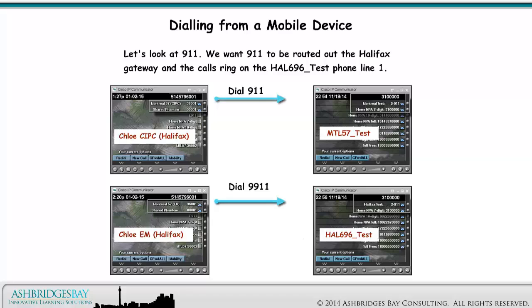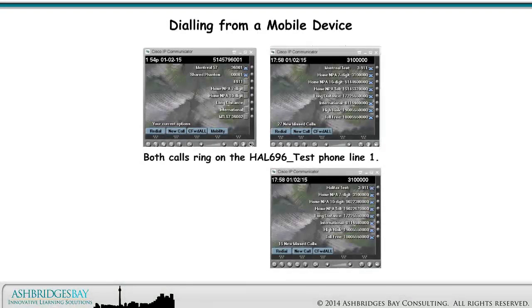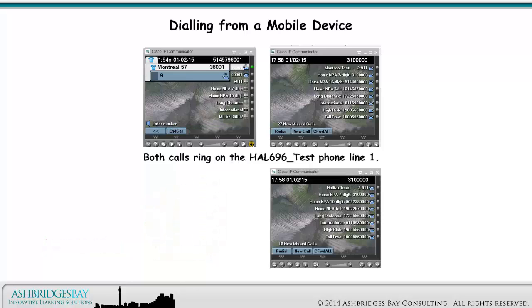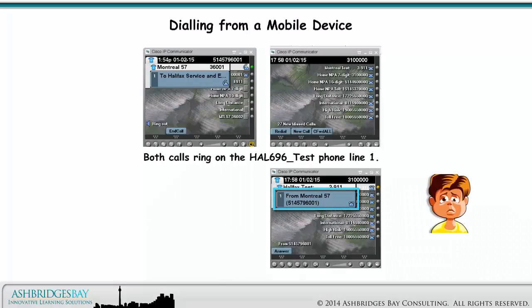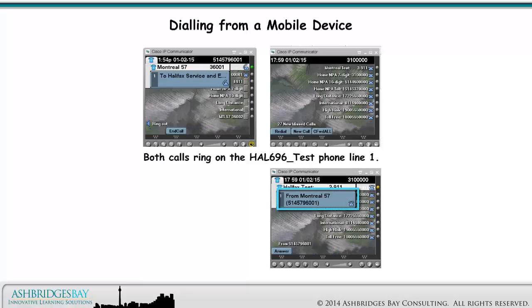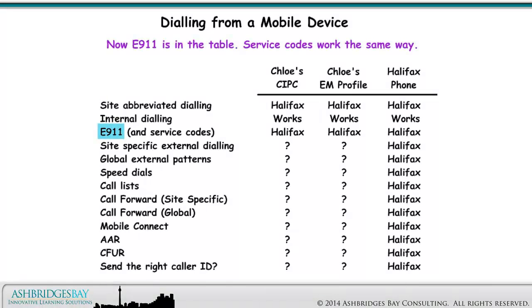Let's look at 911. We want 911 to be routed out the Halifax gateway, and the calls ring on the Halifax 696 test phone, line 1. Both calls ring on the Halifax 696 test phone, line 1. We dialed out the right gateway, but our caller ID is for Montreal. That's not so good. Now E911 is in the table. Service codes work the same way.